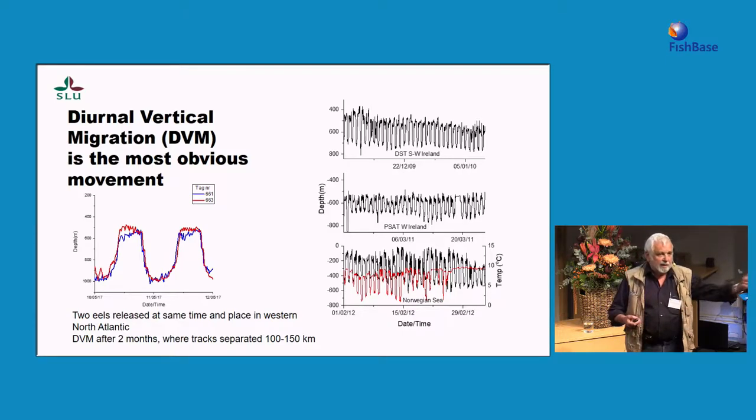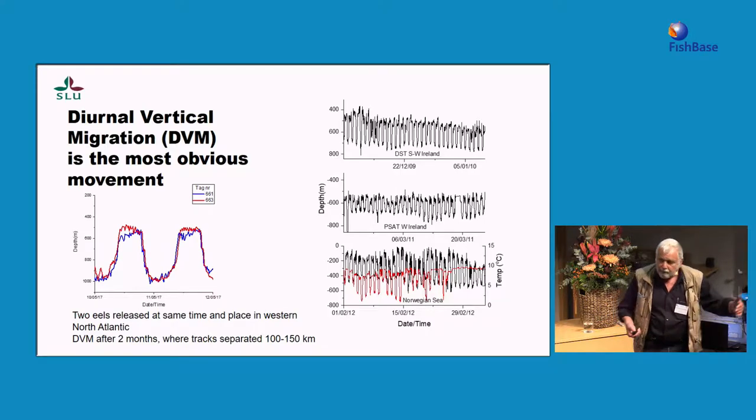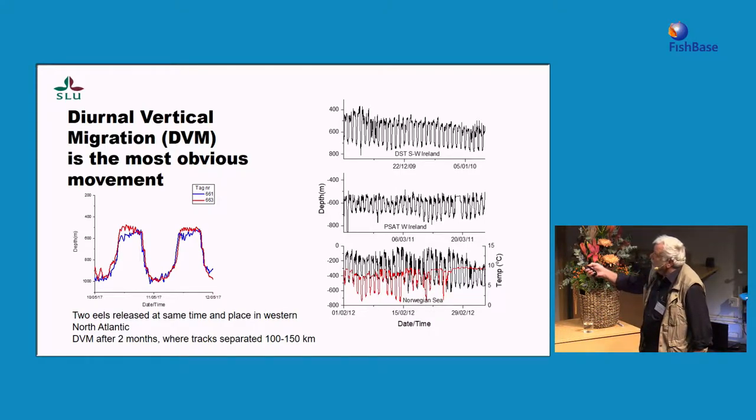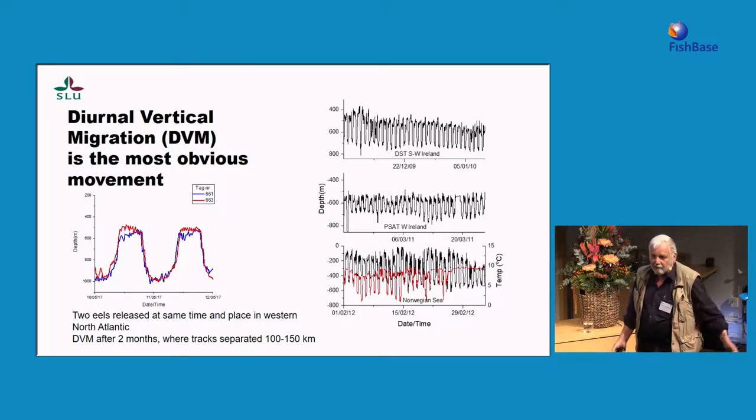And when you look at those series, the most obvious thing is that all the eels, once they come outside the continental shelf, have the same behavior of switching between nighttime shallow depth, and then in the daytime they go down to a deeper level, in this case from 400 to 1,000 meters. And those are two eels that were released at the same time somewhere in the Western Atlantic. It's 2 months after they were released, and they had separated at least 100 kilometers. But you see, they behave exactly the same.